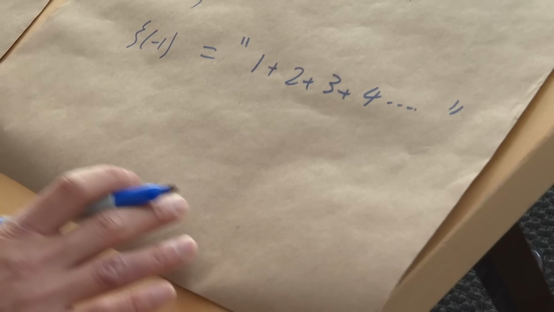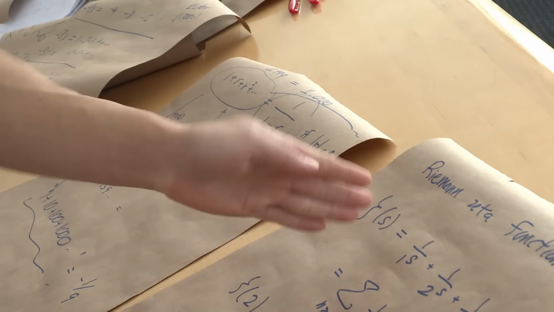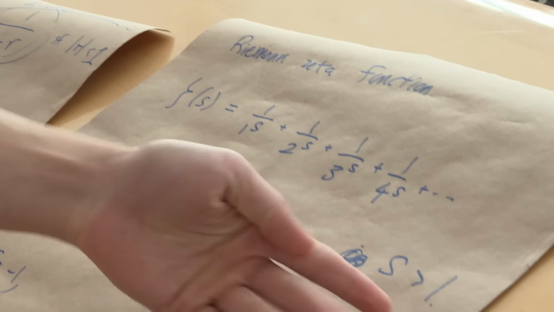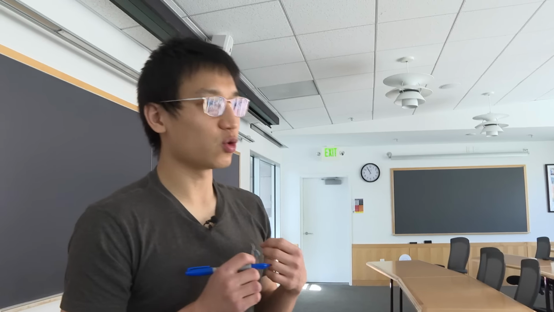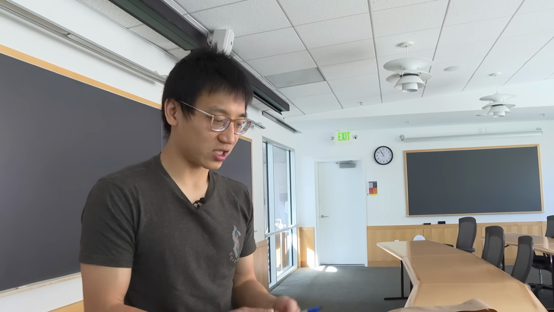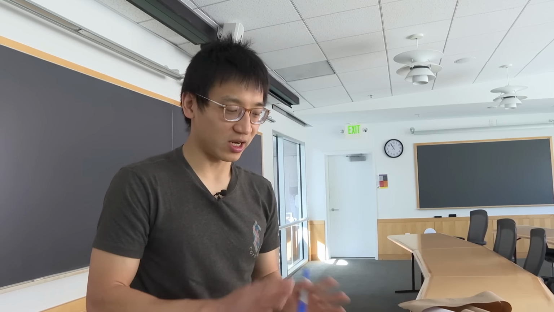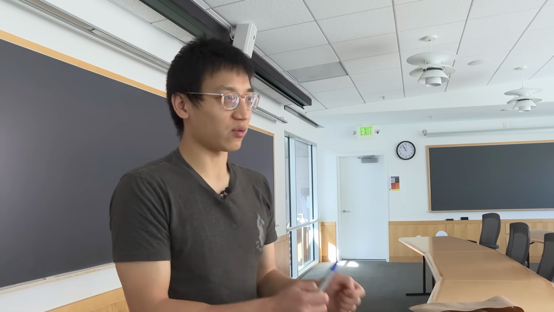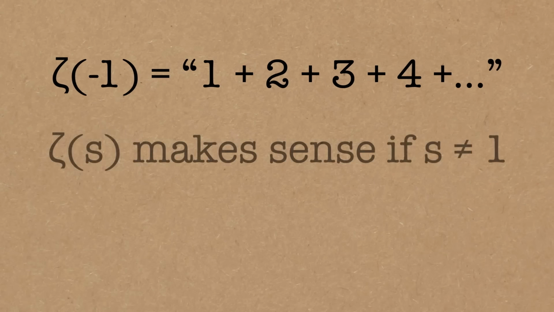Cool. It's a similar story to here, where this zeta of s, I've defined it in a way that only makes sense when s is bigger than 1, but you can produce some other description of it which makes sense when s is less than 1 as well. As long as s is not equal to 1, it will have a well-defined target number. Say zeta of s makes sense as long as s is not equal to 1.